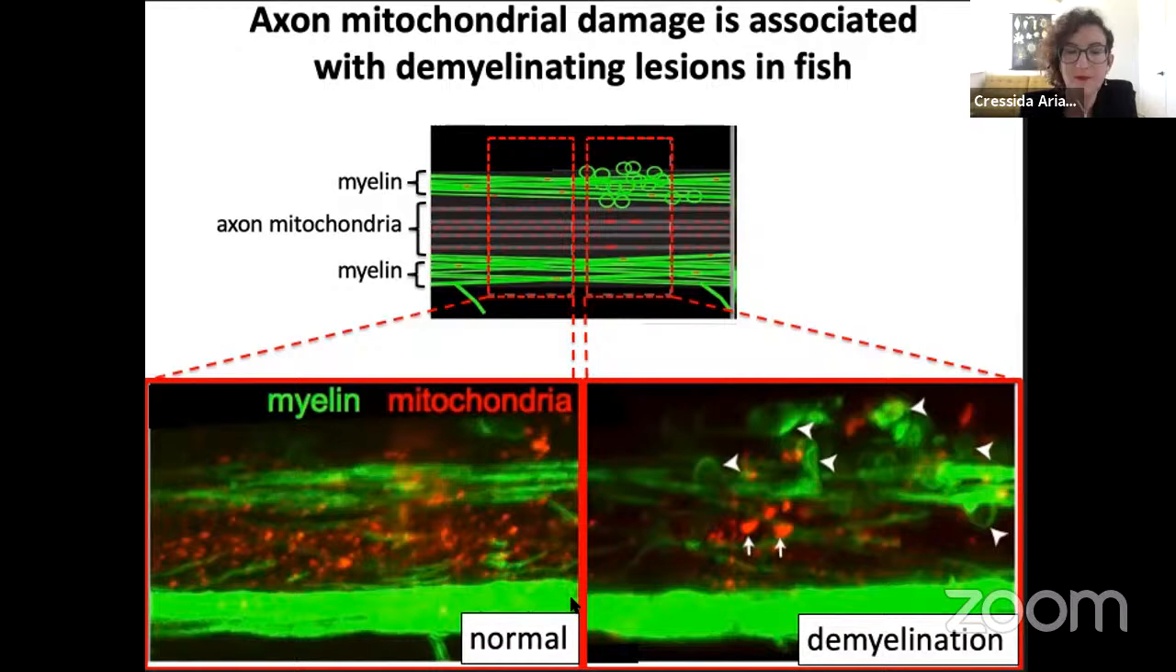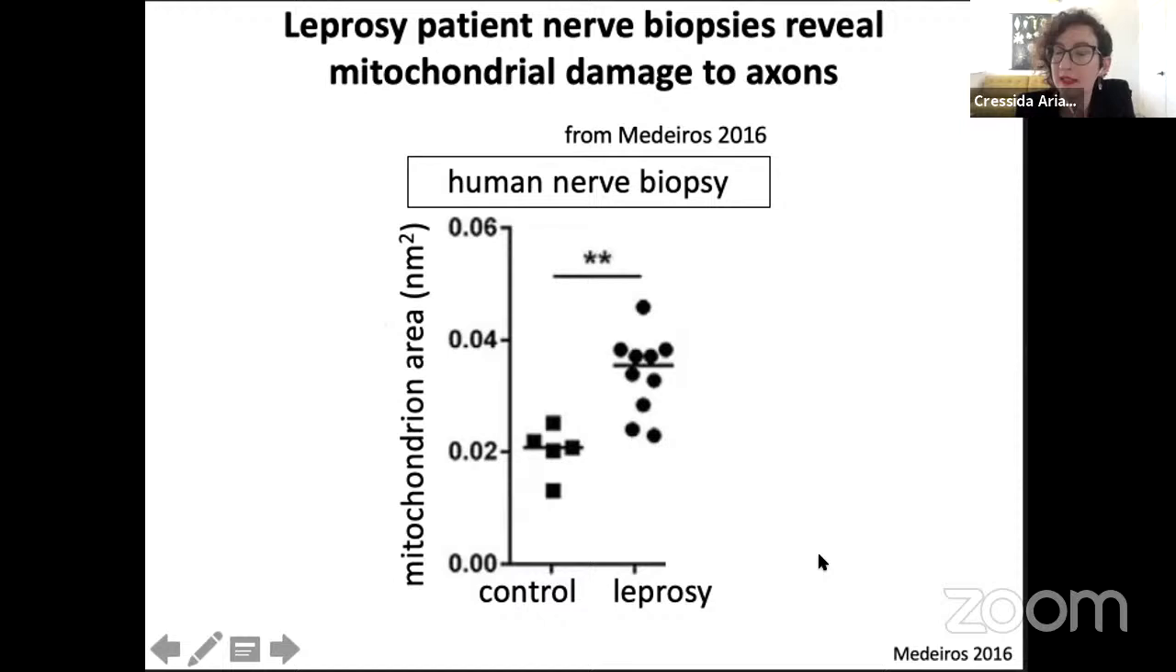So what you see in this area in the same fish that's undergoing infection and demyelination in response to M. leprae, you see all of these myelin rings forming, right, as I showed you before, but you also see swelling of mitochondria and then a decrease in the number, right? So that matches up very well with what we saw by electron microscopy. And as I mentioned, this has been shown in 2016 to occur in leprosy biopsies from human patients.